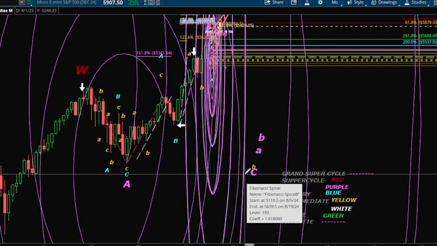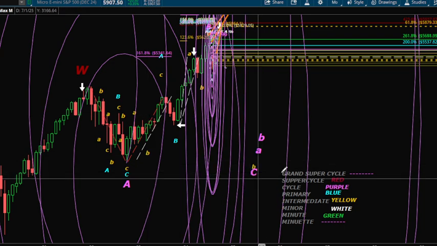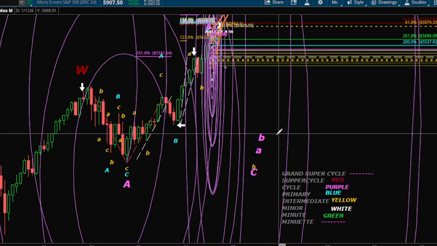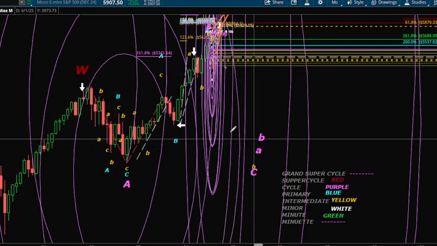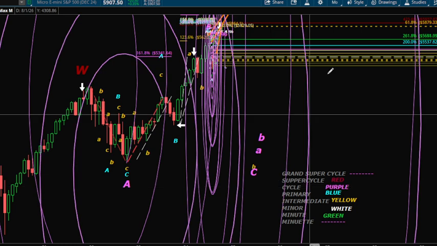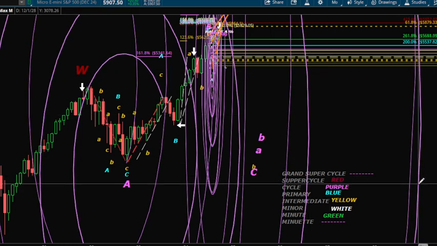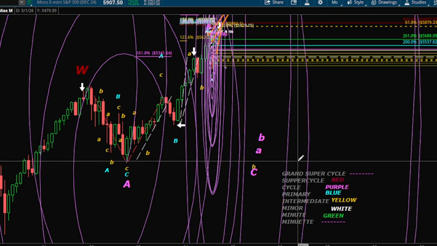So I don't know yet if this is going to be just an A, B, C, and then when that completes, we work on a Y leg up. But some X patterns can move sideways as an A, B, C, D, E pattern, and then start to move up. And that's really what I'm leaning towards. But it's too early to tell.